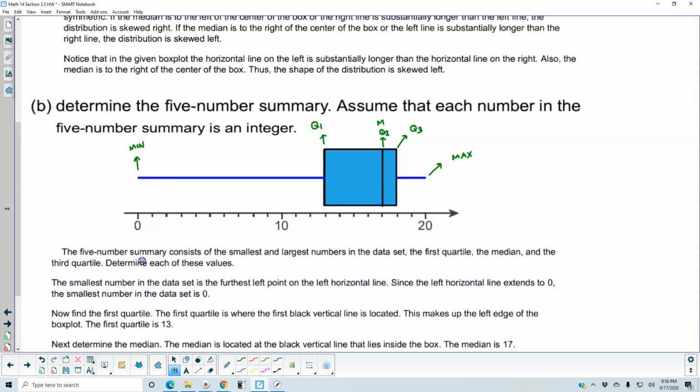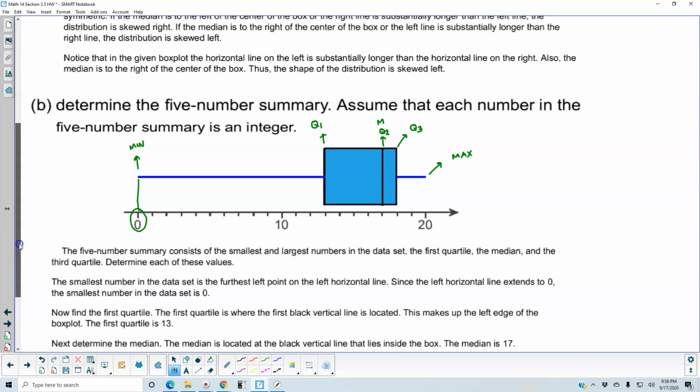So again, the 5-number summary consists of the smallest and largest numbers in the data set, the first quartile, the median, and the third quartile. And we're going to determine each of these values. If we take a look, the minimum is going to be the value of 0. The smallest number in a data set is the furthest left point on the left horizontal line. Since the left horizontal line extends to 0, the smallest number in a data set is 0.